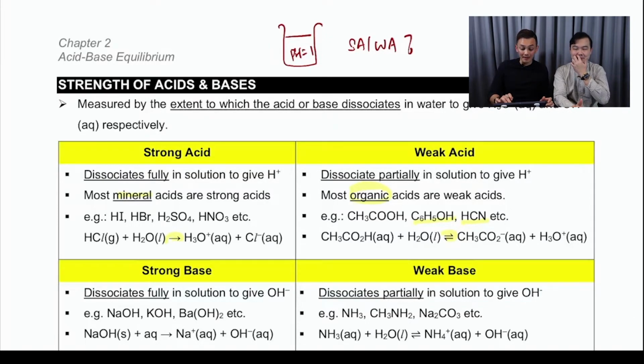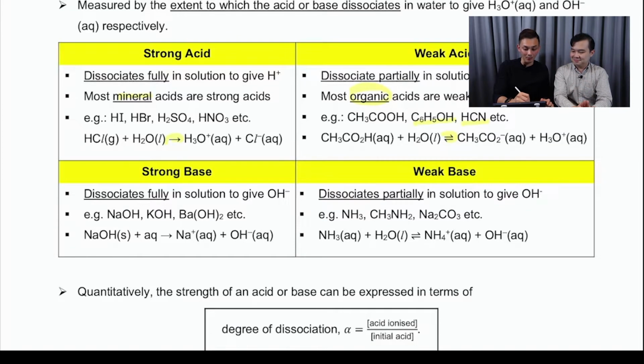If you take a look below, a strong base will fully dissociate, while a weak base will partially dissociate. It's good for you to be aware of some examples. Most hydroxides, it turns out, are actually strong bases. As you can see, this is going to be a full arrow. So the hydroxides will be completely dissociated. That is a strong base.